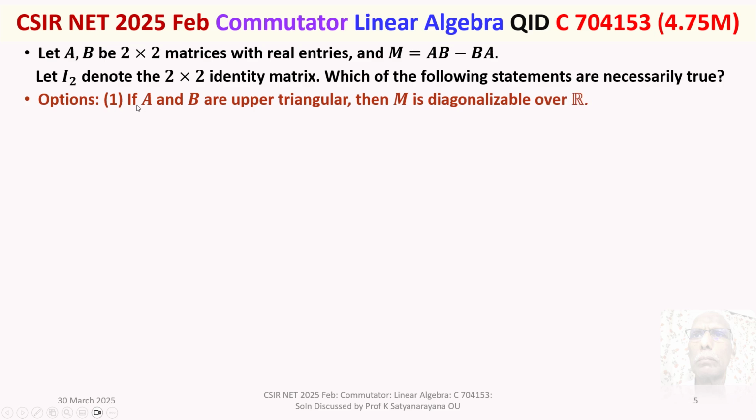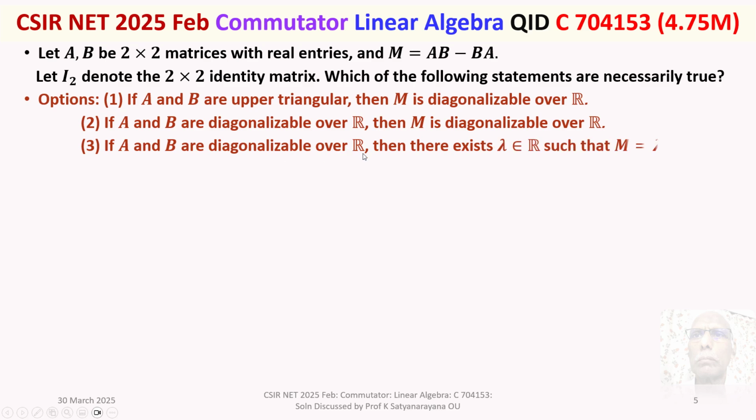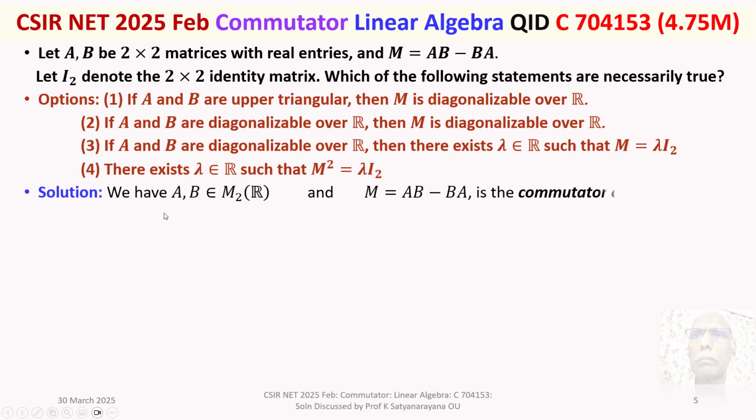Option 1. If A and B are upper triangular, then this M is equal to AB minus BA is diagonalizable over R. Option 2. If A and B are diagonalizable over R, then M is diagonalizable over R. Option 3. If A and B are diagonalizable over R, then there exists a lambda belongs to R such that M is equal to lambda times the identity. Option 4. There exists a lambda belongs to R such that M square is equal to lambda times the identity. Let's now discuss the solution of the problem in detail.